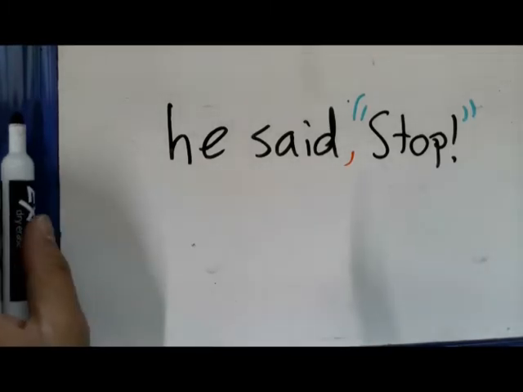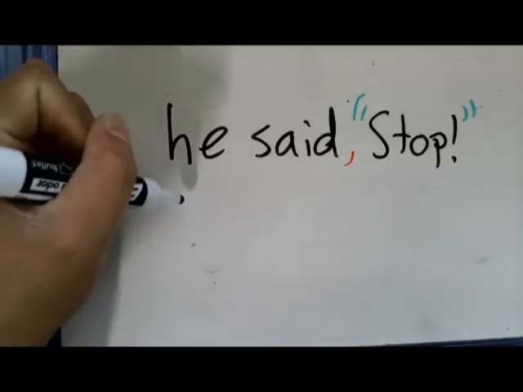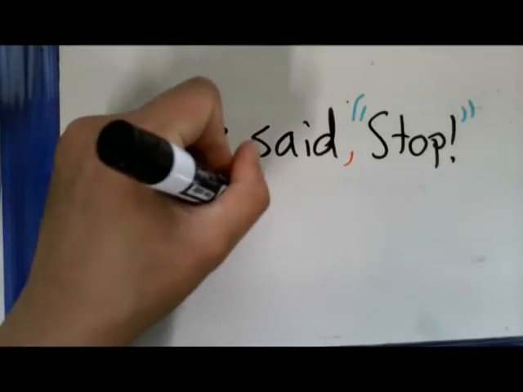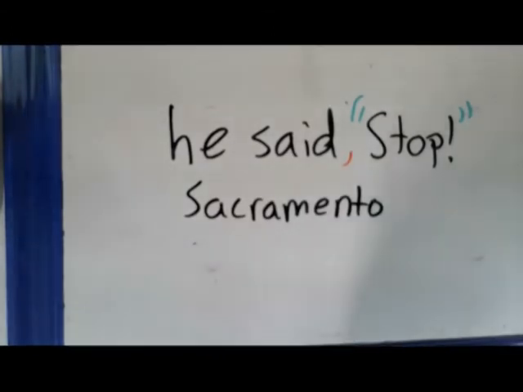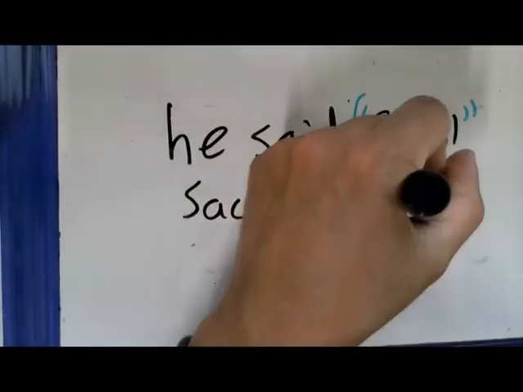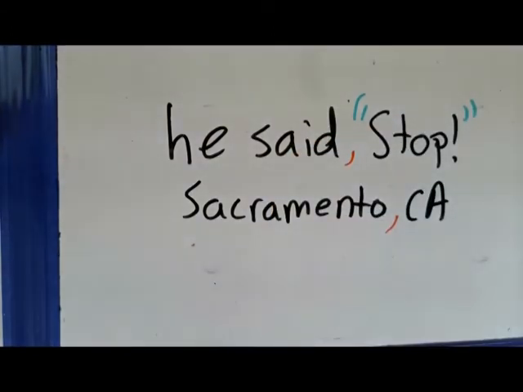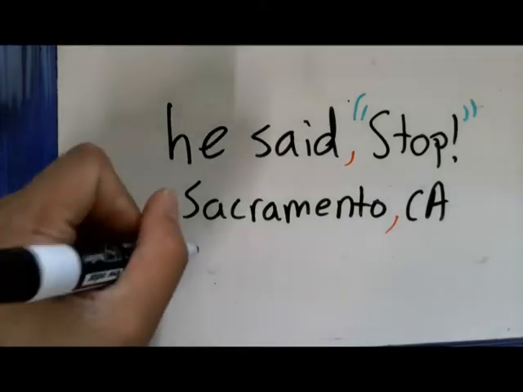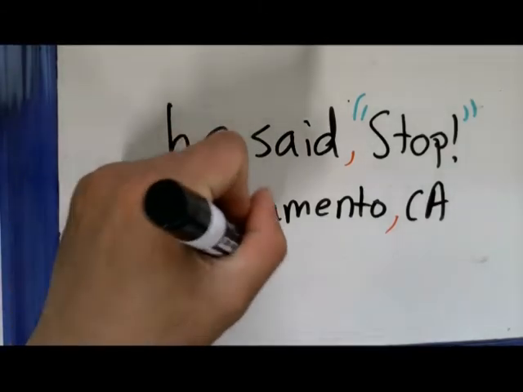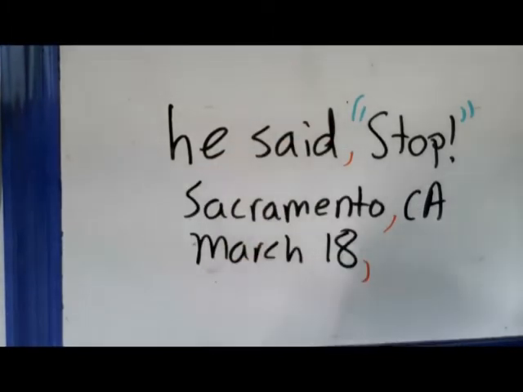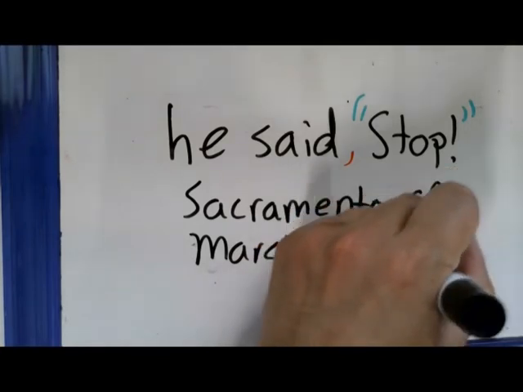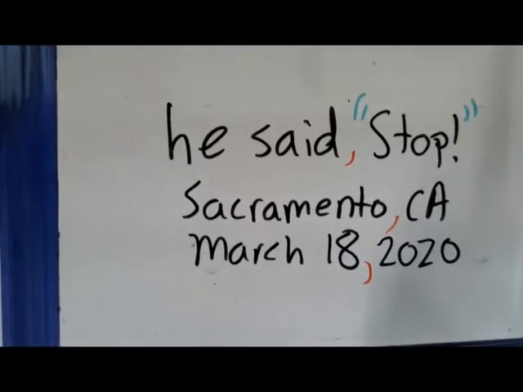The other place we use commas is in the names of a place, like a city and a state. Like that. Or when we're talking about a date. The comma in a date comes before the year.